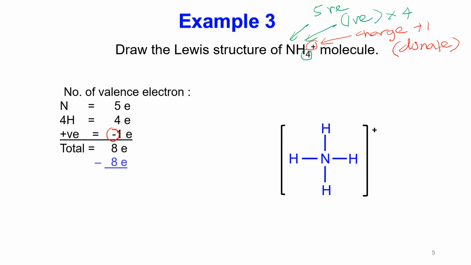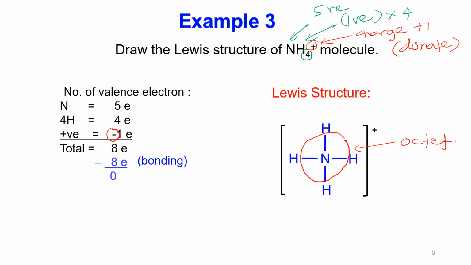Okay, then we calculate the bonding. We have 4 bonds, which means 8 electrons. So the balance is 0, and this is the Lewis structure. We can see that the center, nitrogen, has an octet. So the compound is stable.